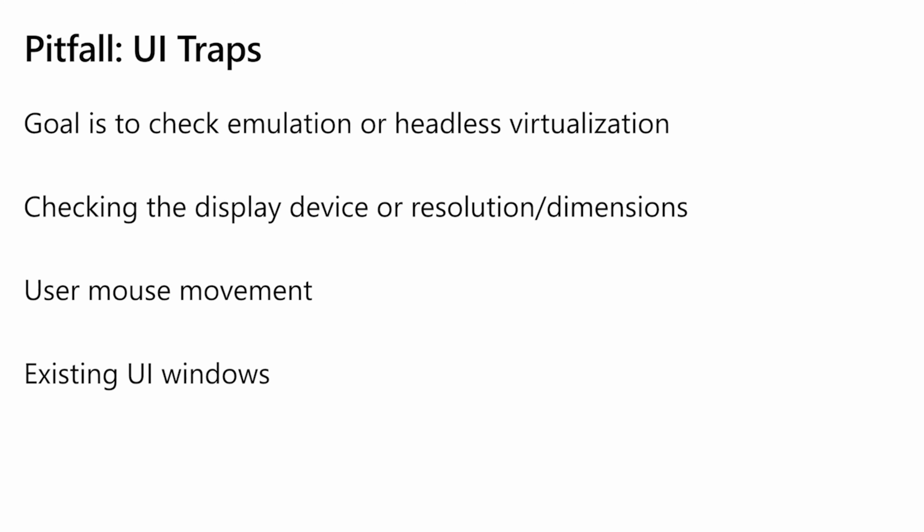All right, UI traps. The goal is to determine if there's any headless execution. Basically checking if there's any display resolution, display dimensions, if there's any mouse movements. I've seen some hypervisors do this. Well, they'll just move the mouse around a little bit. Any existing UI windows. I think this is more for debugging, like determining if there's Immunity Debugger or OllyDbg running, or if there's any windows existing, like any of the Sysinternals tools, something like that.